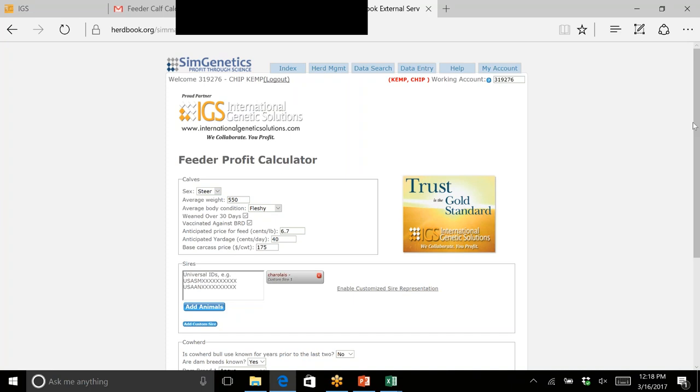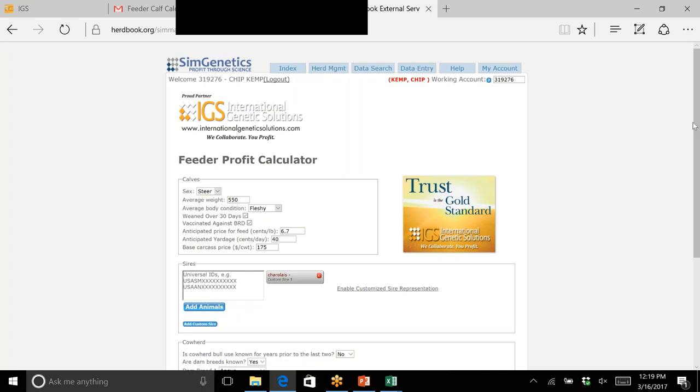Are you guys planning on working on a maternal side, a maternal component to this? No, because the maternal component we have would be obviously plugging in the sires of the dams and the traits. The only traits we're simulating are the traits that are relative to feeder calves, the value of feeder calves.